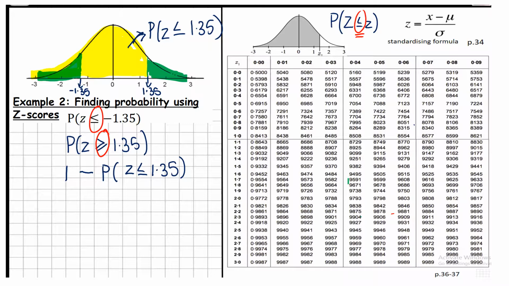Okay, so can I work with that now? Well, just double checking. So just to double check, yeah, here we have a less than or equal to symbol. So I can work that out. That's absolutely fine. I'm going to go to the log tables, page 36, page 37, and again look up 1.35. So I'm left here with 9115.